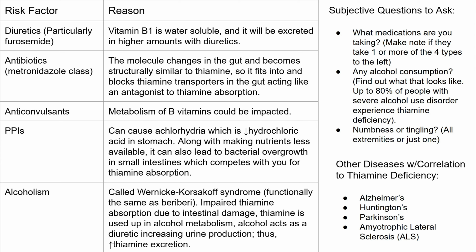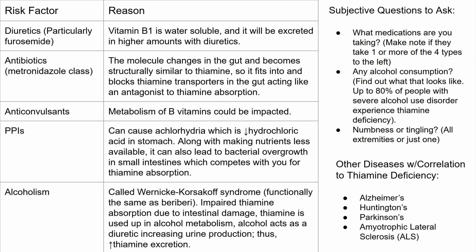Anticonvulsants taken for things like epilepsy can impact the metabolism of multiple B vitamins, and it's been known to occasionally cause different B vitamin deficiencies. Proton pump inhibitors can cause something called achlorhydria, which is decreased hydrochloric acid in the stomach. That alone could impact B vitamin absorption. However, this is known to cause bacterial overgrowth in the small intestines, which competes with you for thiamine absorption.